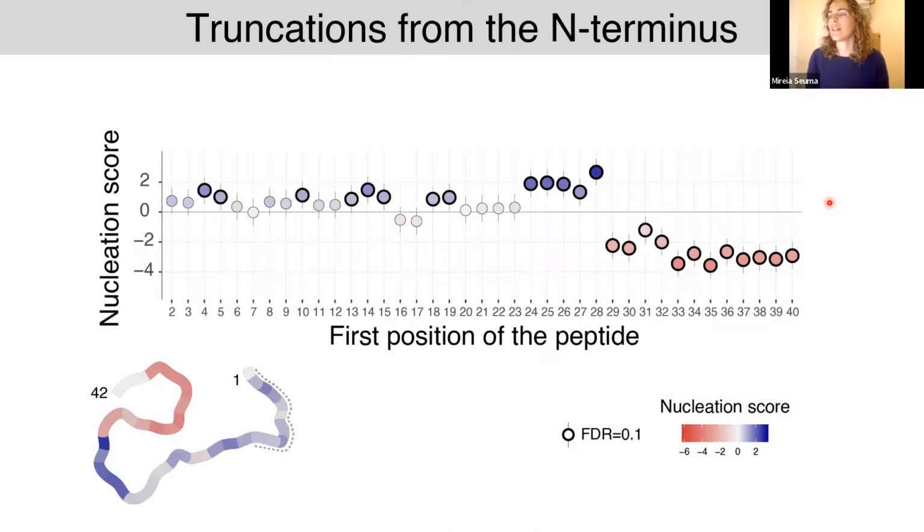If we truncate the peptide from the N-terminus, now we see that we can increase nucleation by deleting from the N-terminus, as long as we don't enter the C-terminus. And the top scorer here is this variant. We call this the K-core because it's literally a K, a lysine, just in front of the amyloid core. And this is sufficient to boost nucleation.